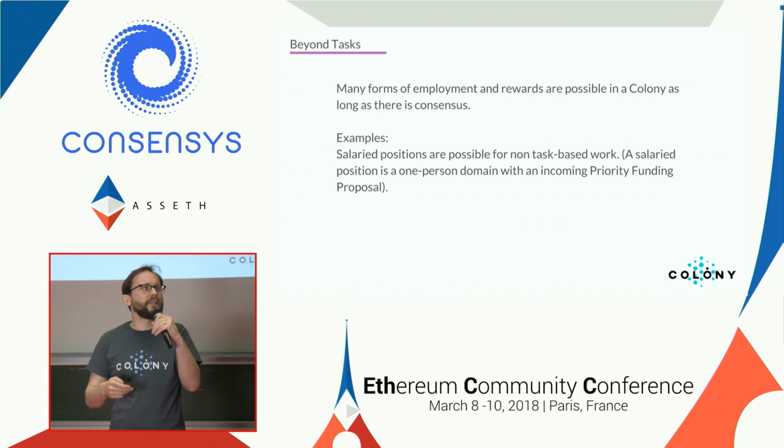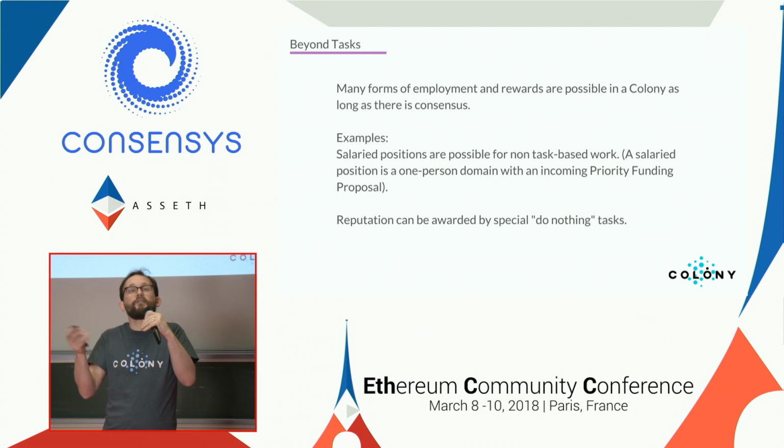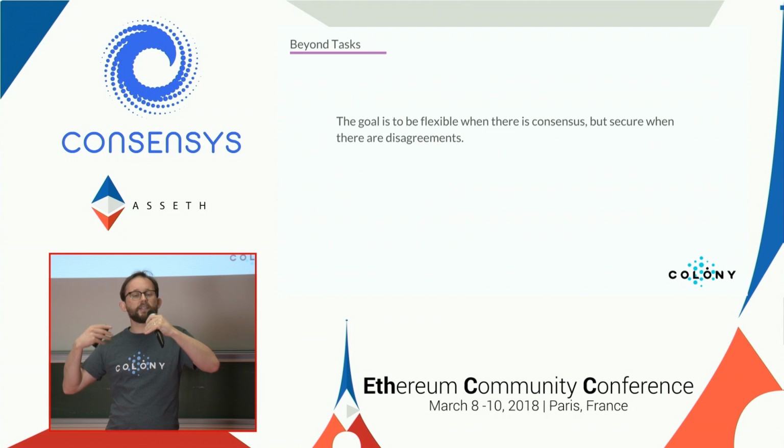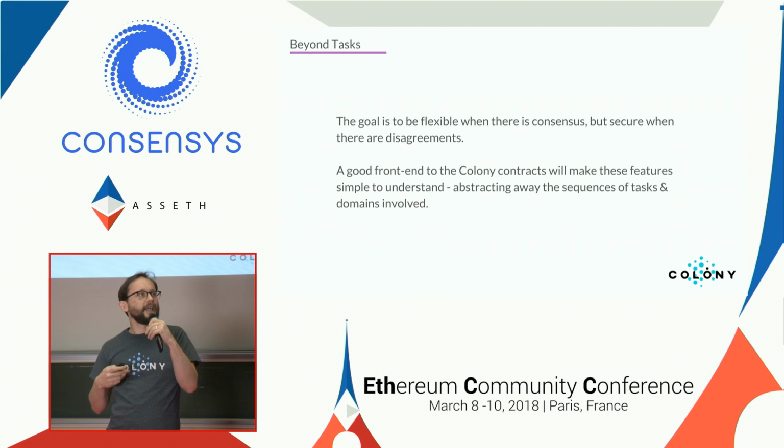And you can do other things as well. You can award people with reputation with fake tasks if everyone agrees. So the idea is, as long as there's consensus, we want to be flexible with the kind of things we allow, we just need to be secure on a game theoretic level. So on the blockchain, it's really just these iterative tasks, but a good front end can make much more complex and interesting forms of employment.